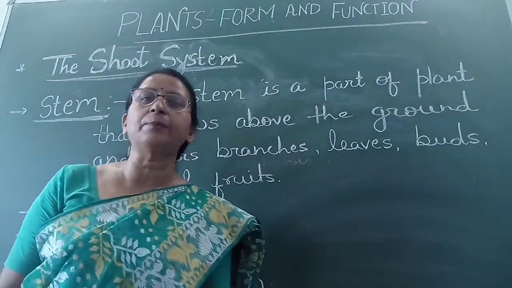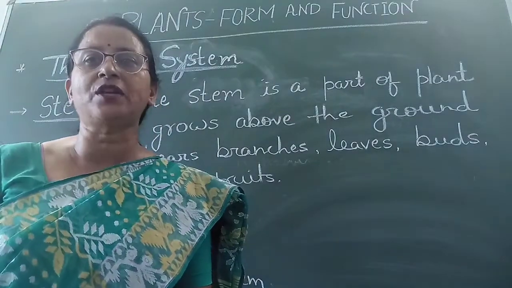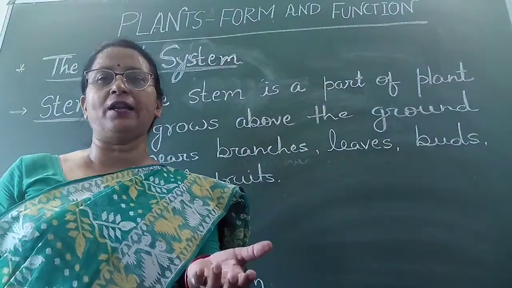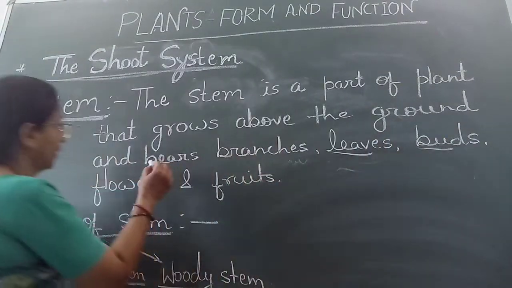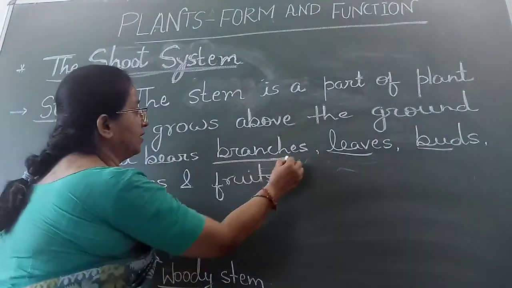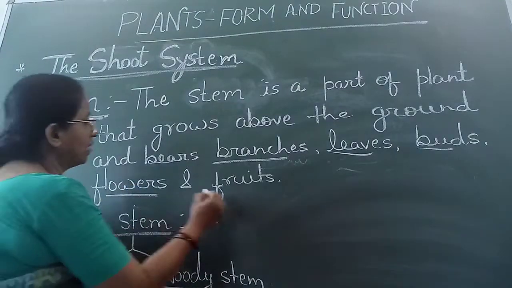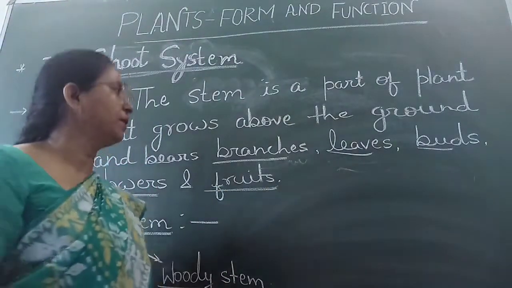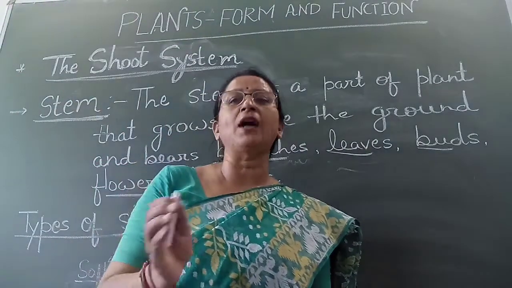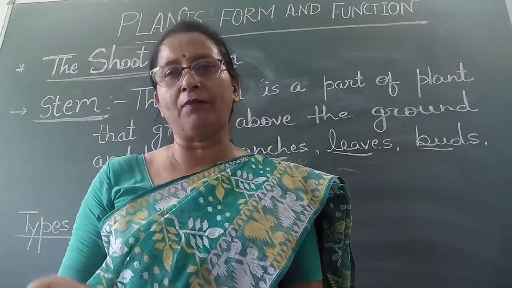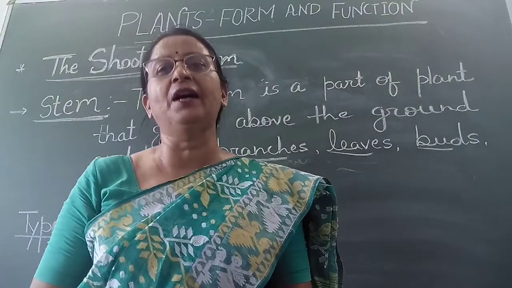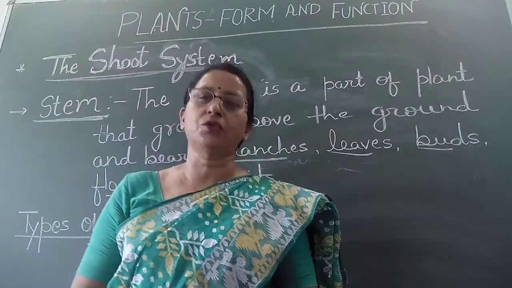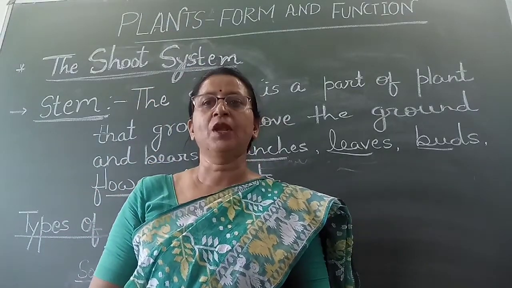Stem is that part of the plant which grows above the soil and bears leaves, buds, branches, flowers, fruits, etc. That means the part of the plant which grows above the soil and bears fruits, flowers, buds, branches, etc. is known as stem.